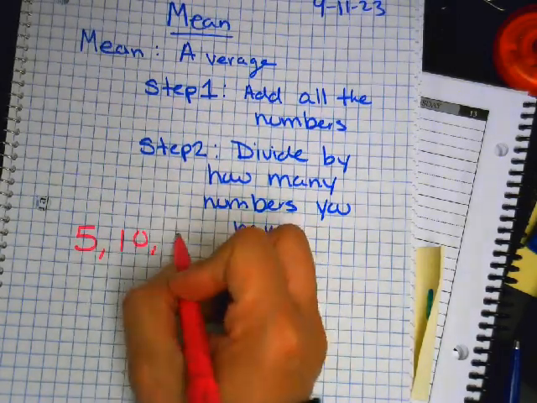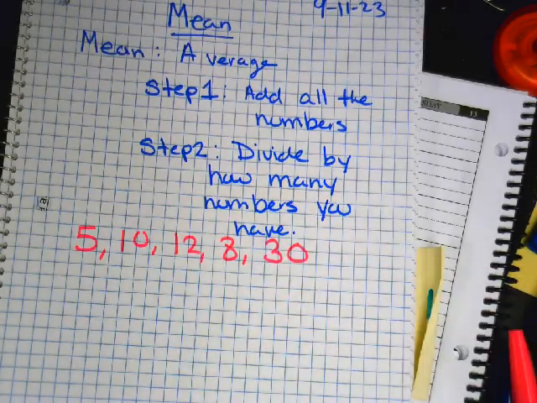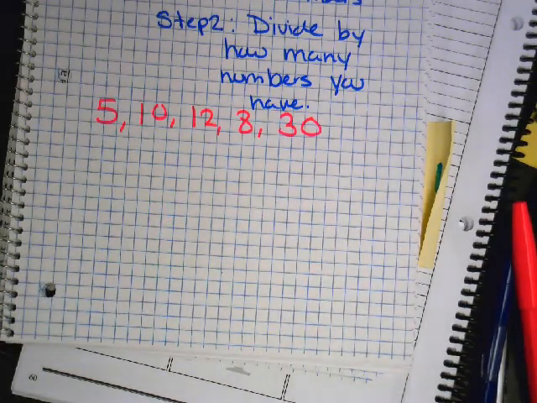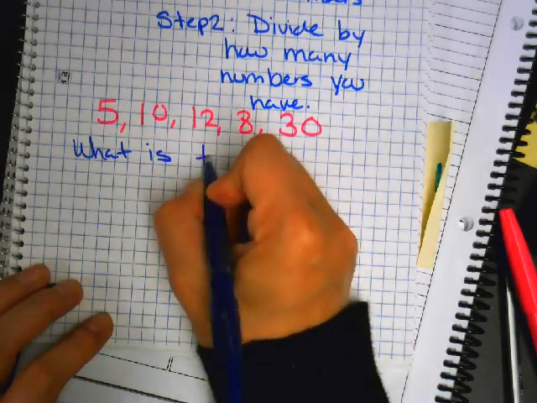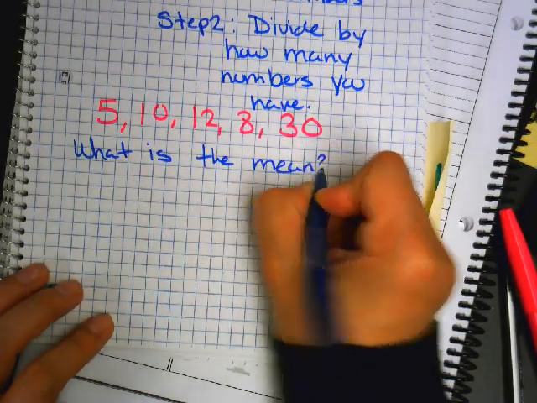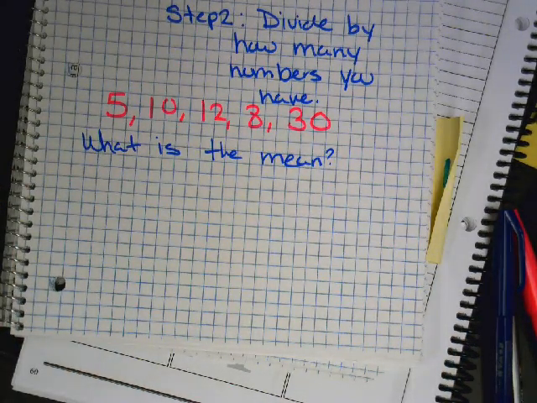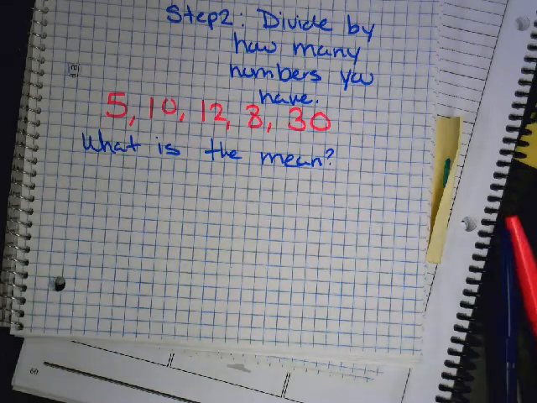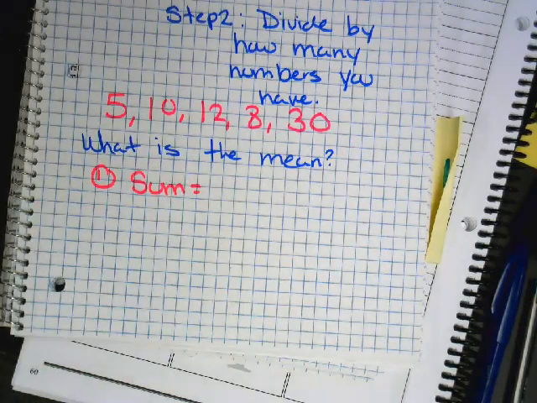10, 12, 5, 10, 12, 8, and 30. Now I want to know, what is the mean? What do you have to do first? Do you know the word for the answer to an addition problem? What do we call it? Yes. Sum. So first you have to find the sum. So add them up.